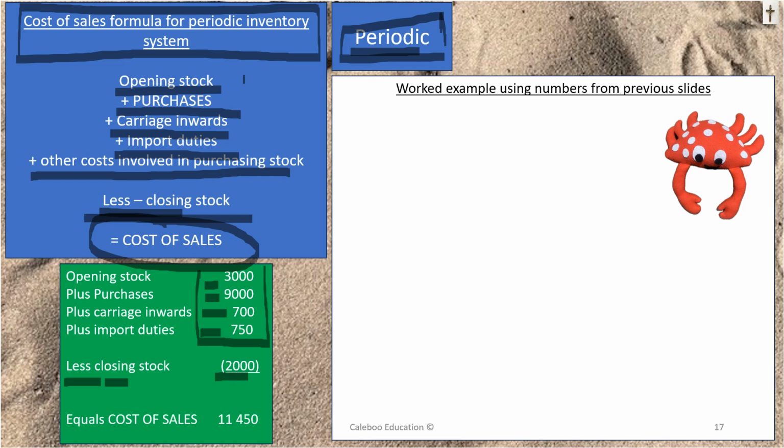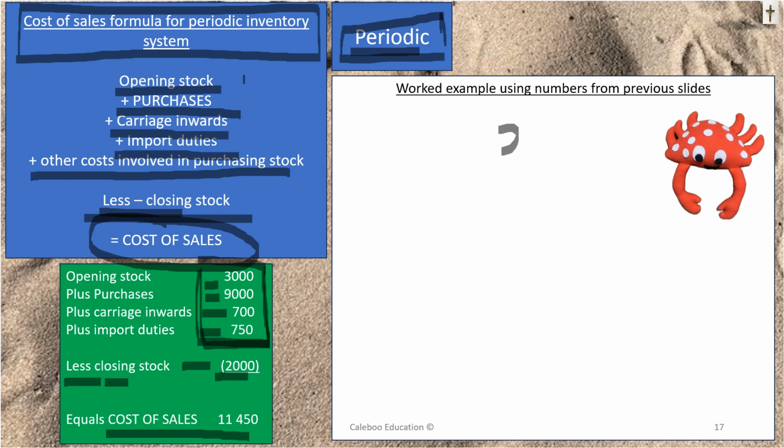And these numbers subtract the closing stock is equal to the cost of sales. In this case, 11,450. If I use the examples that I've used in this presentation, we didn't have an opening stock, so let's say this business has just started.